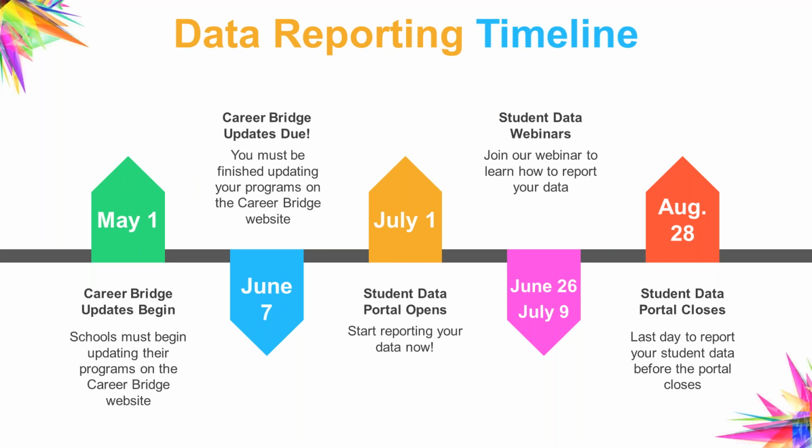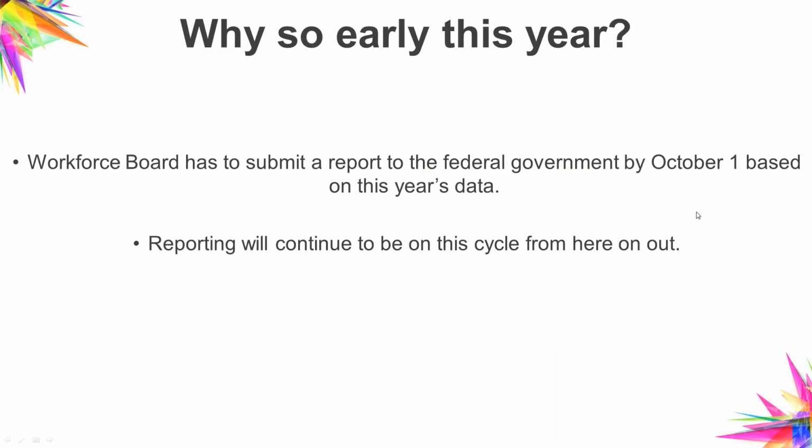The student data portal closes this year on August 28th, so that will be the last day you are able to report your student data. Why so early this year? Usually we start the Career Bridge update process in July or August, and then have you reporting data in September, October, sometimes even into November.